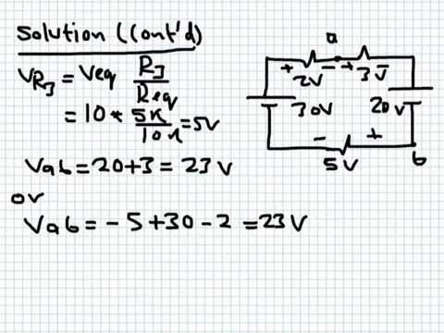And then we move to discuss the third drop, which is across this resistor. For this resistor, exactly the same thing. This is 5K, so it's 5K over the total resistance, which is 10K, multiplied by the equivalent voltage of 10 volts, and you get 5 volts. So I draw it here as 5 volts.